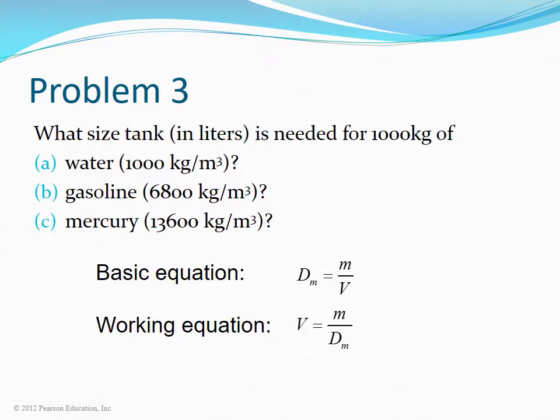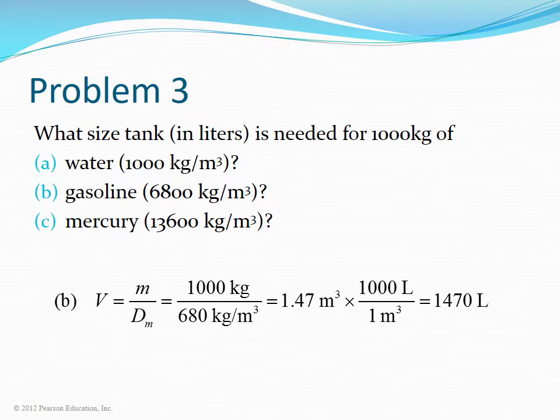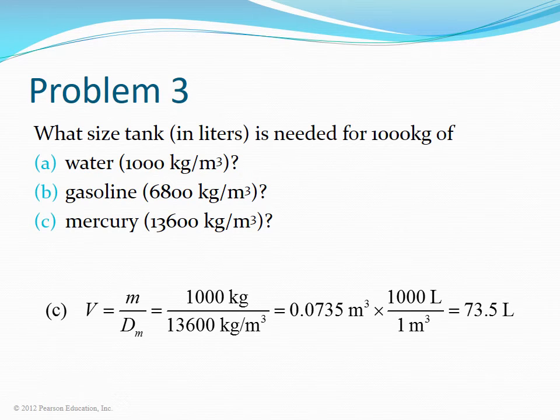We are interested in the volume of the container that can be found using the definition of density as the basic equation. Solving for the volume gives us the working equation. The volume needed for 1,000 kilograms of water is 1,000 liters, using that 1 cubic meter is exactly 1,000 liters. The volume needed for 1,000 kilograms of gasoline is 1,470 liters. The volume needed for 1,000 kilograms of mercury is 73.5 liters.